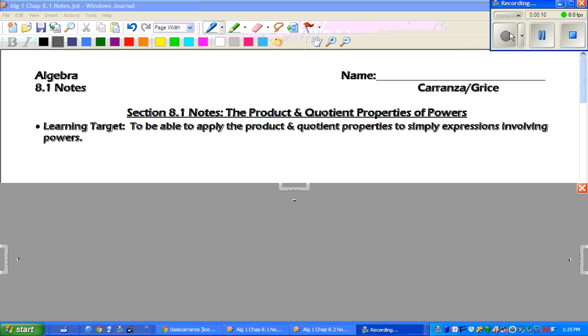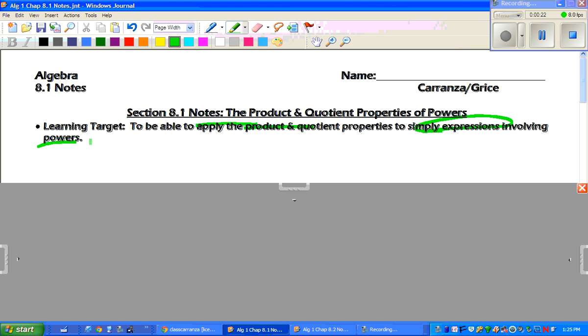Today we're going to be talking about the product and quotient properties of powers. Our learning target today is to be able to apply the product and quotient properties of simple expressions involving powers. Are you guys ready to get started?